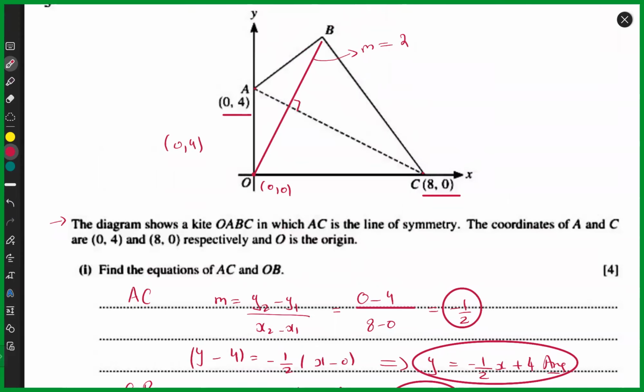What we can do is solve the two equations simultaneously, and this is going to give me the point of intersection. Now, this point of intersection is basically the midpoint of OB. So once you have the midpoint of OB, can you guys find out the coordinates of B?